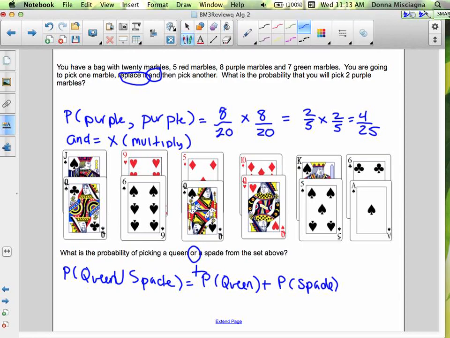So this is minus the probability of Q and spade. All right? So any card that's both a queen and a spade has to be subtracted out. Otherwise, we have counted them for the queens, and we've counted them for the spades. We would have counted them more than once.